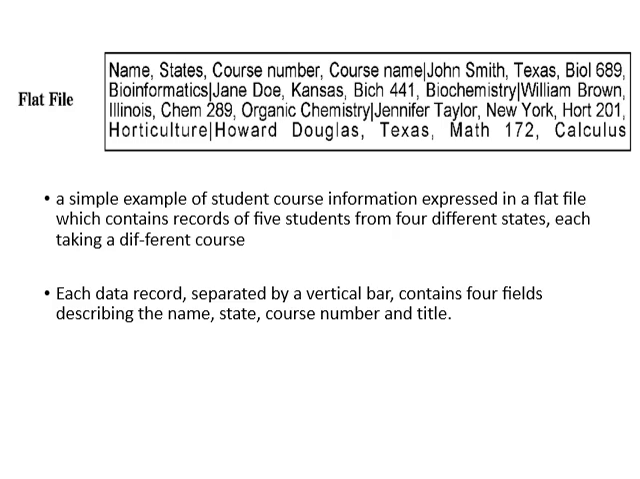Now each data record is separated by a vertical bar. So once the information of one student finishes, you place the vertical bar. It indicates that the entry has finished here. So it contains 4 fields describing name, state, course number, and title.